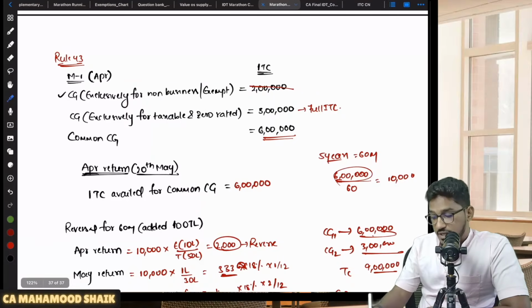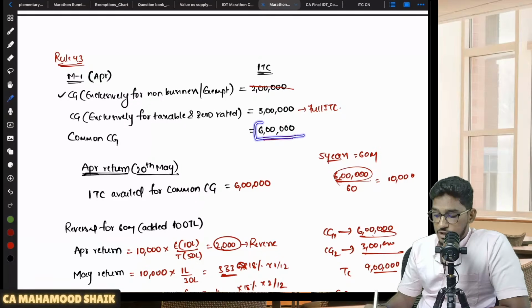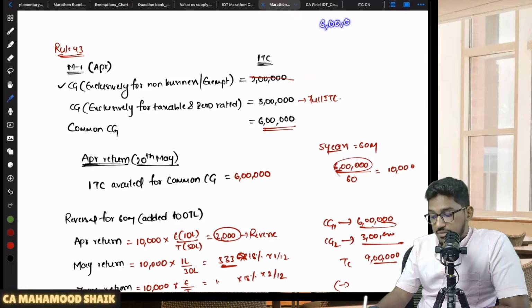So in our example, if you take this 6 lakh rupees, I will take ITC. But I will assume the useful life of this capital good to be 60 months. So I will divide to find the amount for each month. 6 lakh rupees of ITC I have taken, divided by 60. So every month, the ITC attributable is 10,000 rupees.